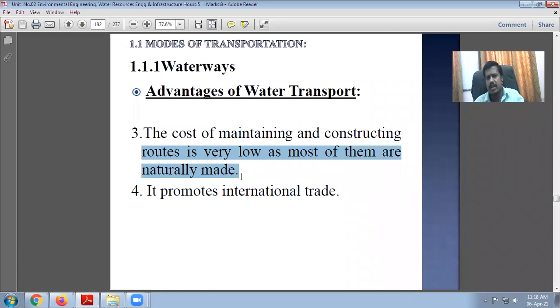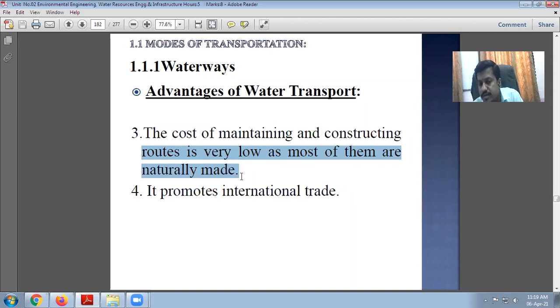Do we need to construct any special category of road? No, we don't need any special category of road. Whether we require a runway, a bituminous road or a concrete road for waterways, no, we don't, because that vessel, ship or boat is just floating on the water surface. So we don't require any special roads that we have to construct.